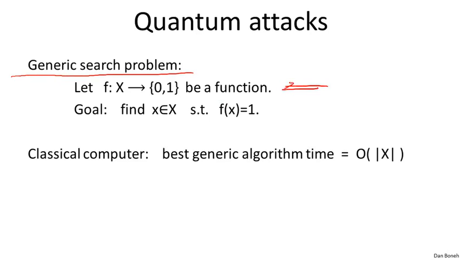Suppose I have a function on some large domain X that happens to output either 0 or 1. And it so happens that this function is mostly 0, and there's maybe one input where the function happens to evaluate to 1. And your goal is basically, find me the input where the function happens to be 1. Maybe there's only one such input, but your goal is to find it.